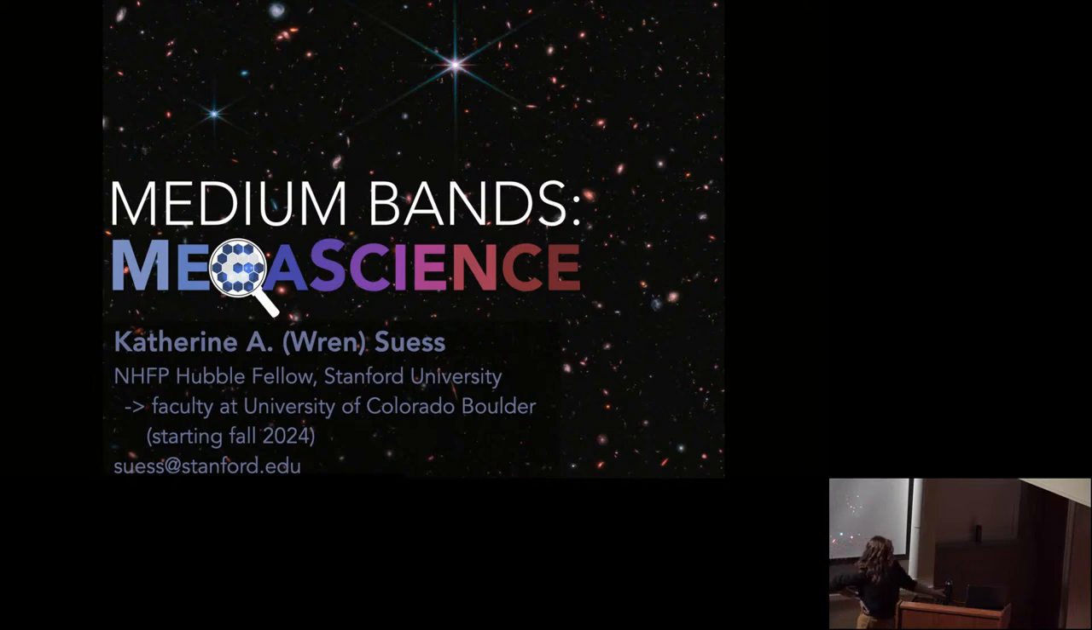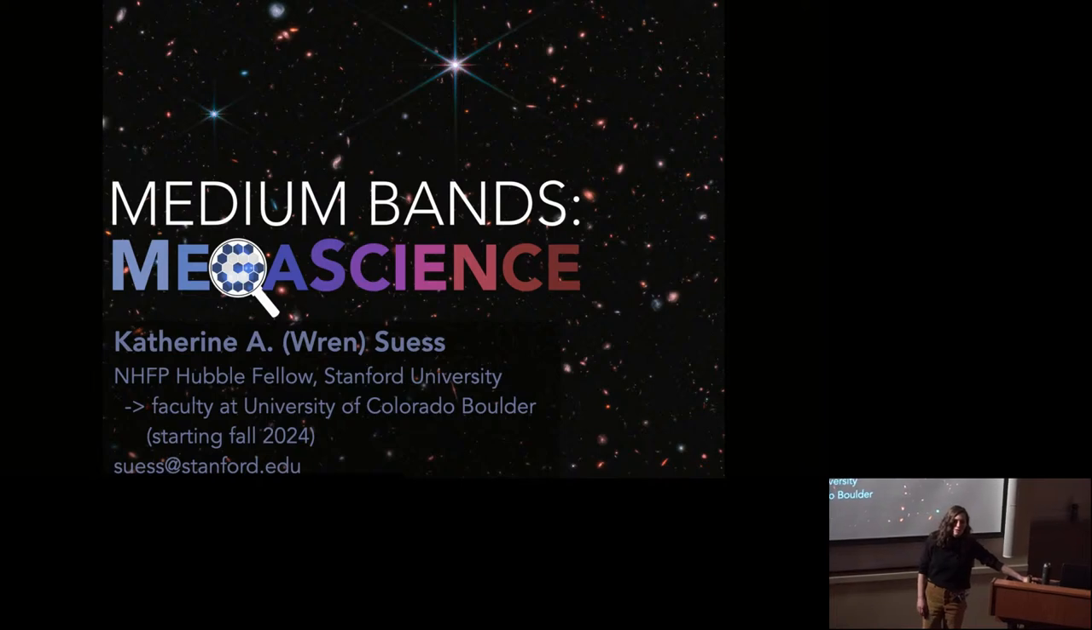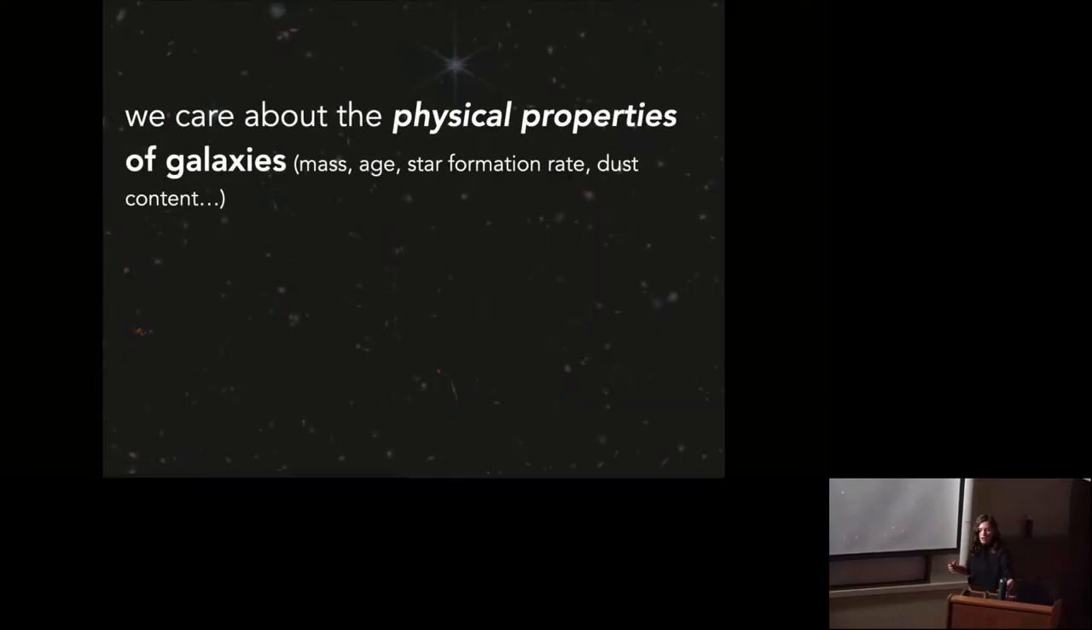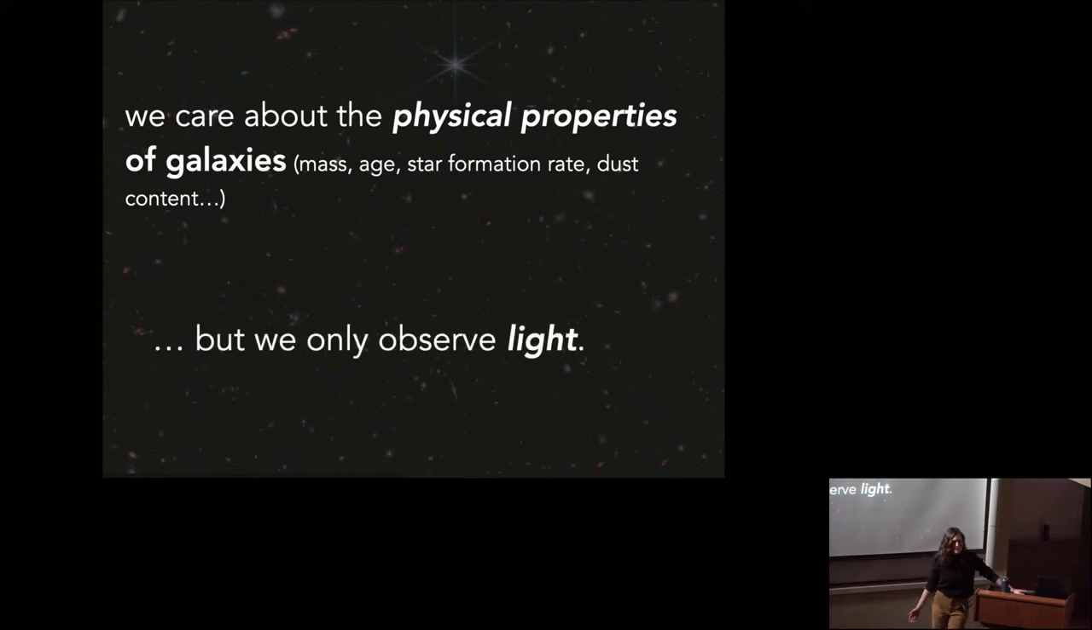So I'm Wren, and I am very much an observer. I'll be talking today mostly about this Medium Bands Mega Science Survey that I'm leading. That's a JWST Cycle 2 medium band imaging survey. I wanted to start by introducing the context of how I think about my role as an observational astronomer. What we really care about when trying to understand distant galaxies is their physical properties. We want to measure their masses, ages, star formation rates, and their dust content. And the issue is that all we actually can see is light.